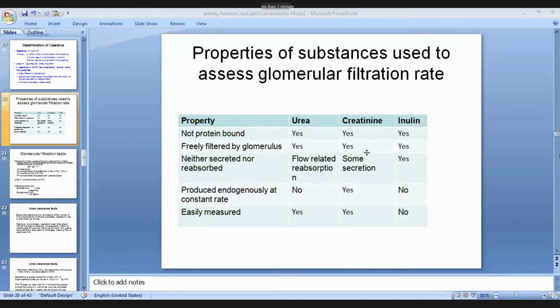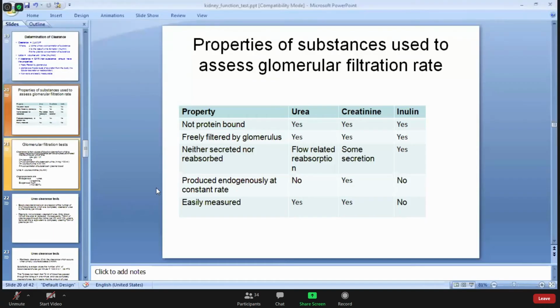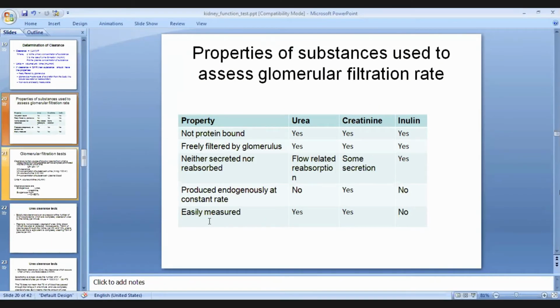Not protein bound: yes, all three are not protein bound. Freely filtered by the glomerulus: yes, all are freely filtered. Neither secreted nor reabsorbed: for urea, a certain amount of reabsorption is there; for creatinine, some secretion is there; inulin is neither secreted nor reabsorbed. So this property is well satisfied by inulin, which is also easily measured.